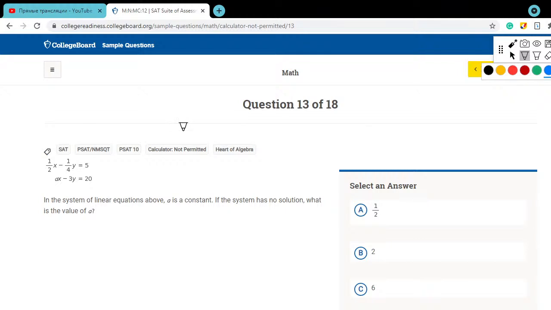But see, what is the other method? If you have two linear functions given in this way in a system of equations, there are three options. Either there is one solution, or there are several, or there is no solution.